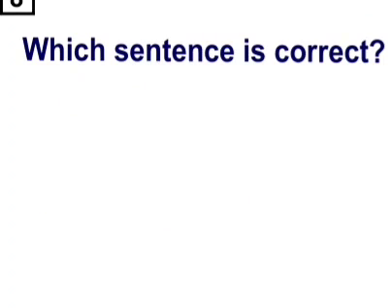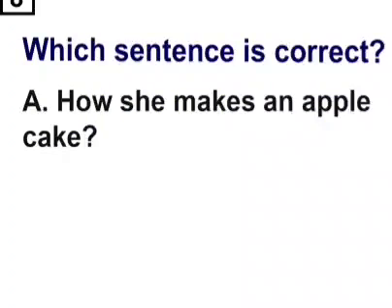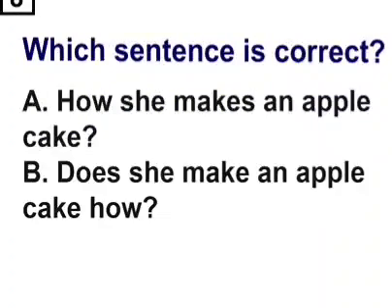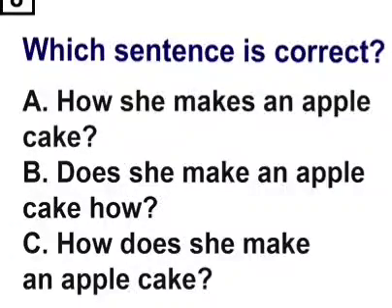The next question. Which sentence is correct? How she makes an apple cake. Does she make an apple cake? How does she make an apple cake? The answer is how does she make an apple cake?